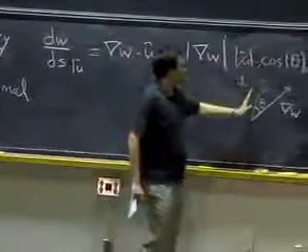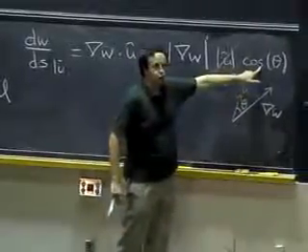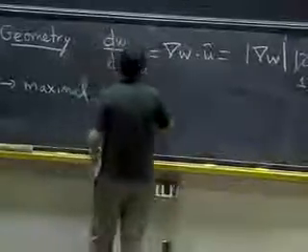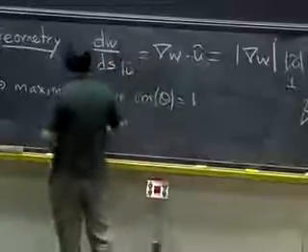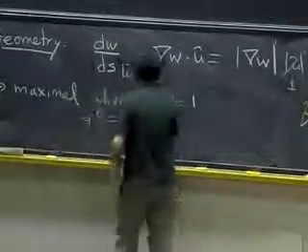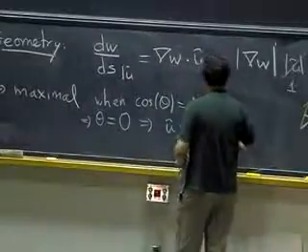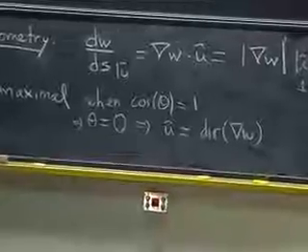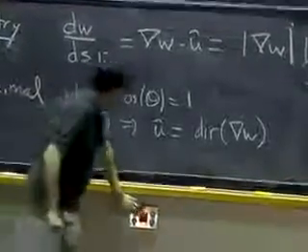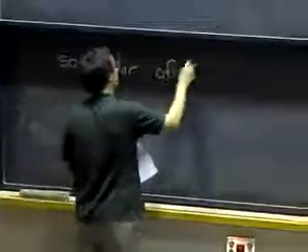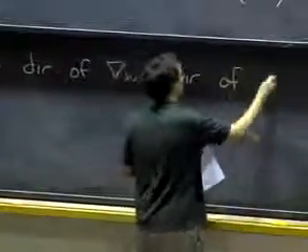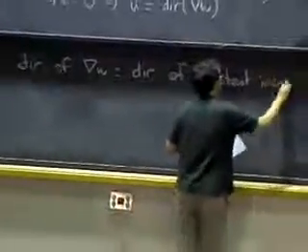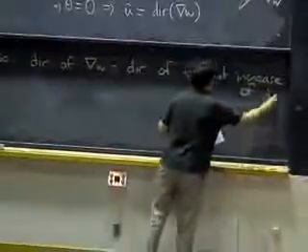Well, what I can change is the direction, and this will be the largest when the cosine is 1. So this is largest when cosine of the angle is 1. That means the angle is 0. That means u is actually in the direction of the gradient. Okay, so that's a new way to think about the direction of the gradient. The gradient is the direction in which the function increases the most quickly at that point. So the direction of gradient W is the direction of fastest increase of W at the given point.